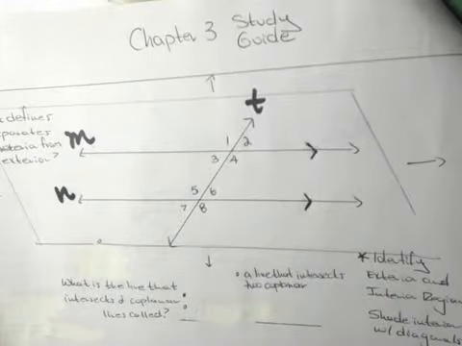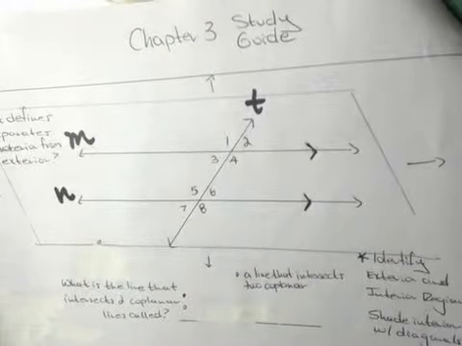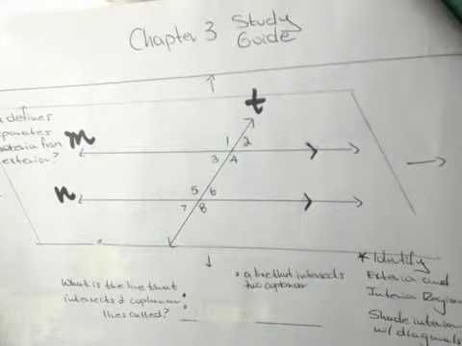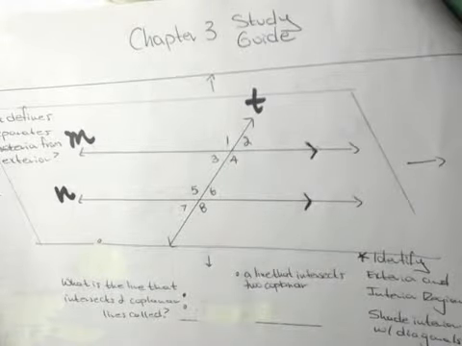For the Chapter 3 retake, or for your initial attempt, we're going to be studying and prepping using the study guide that we used in class. We're first going to be reviewing Chapter 3, Section 1 and Section 2, and we're going to be talking about the four angle relationships that were introduced in Section 1 and Section 2.